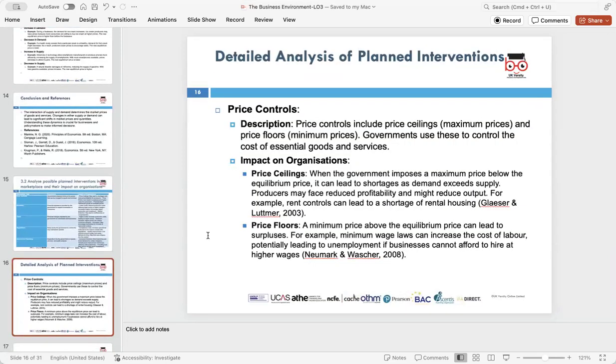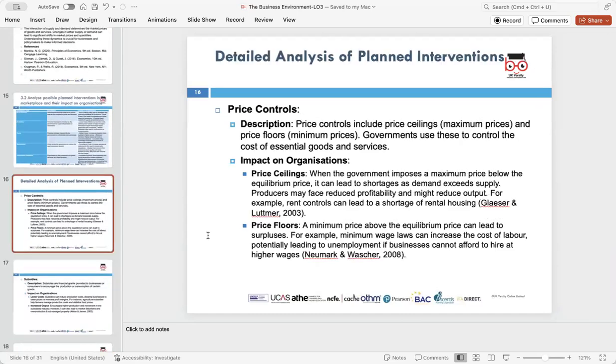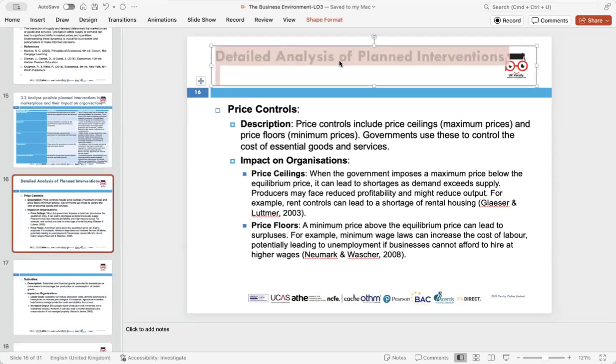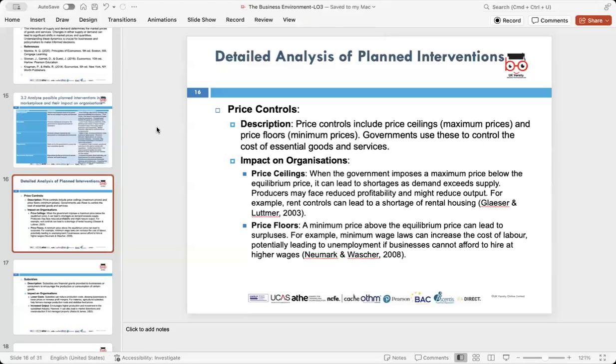Price controls. So, further detailed analysis of planned interventions. Price control descriptions: a price ceiling is a maximum price set by the government, typically below the market equilibrium price, to make essential goods and services more affordable. Impact on organizations: setting prices below the equilibrium leads to higher demand but lower supply, resulting in shortage. Producers may not find it profitable to supply the goods at the controlled price.